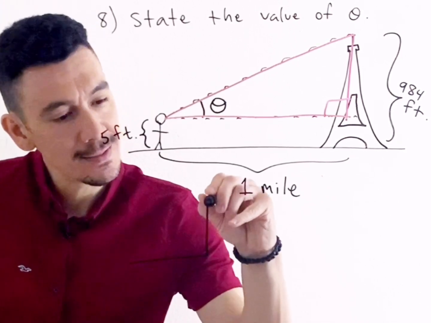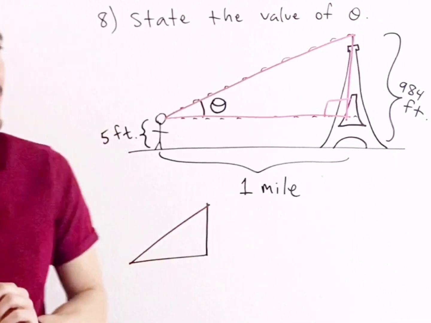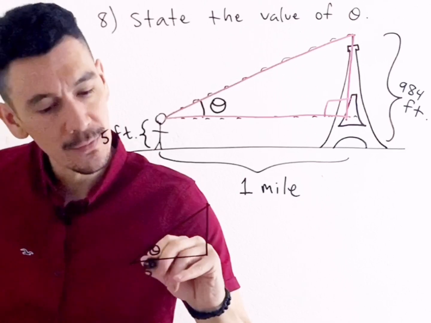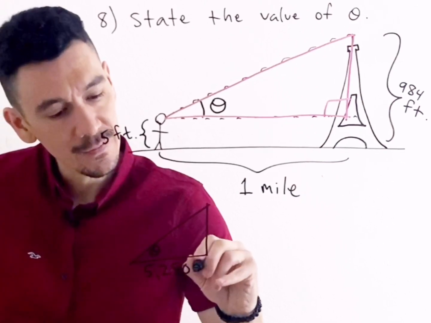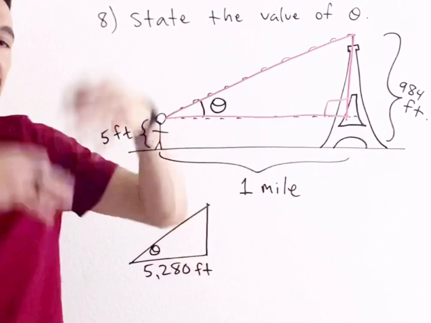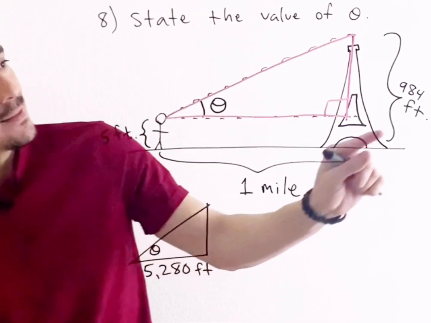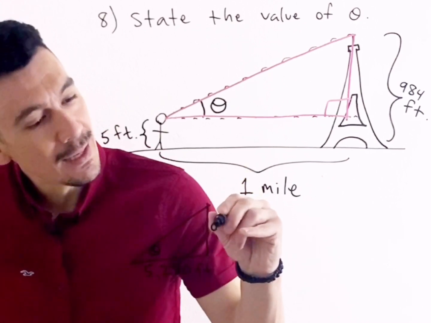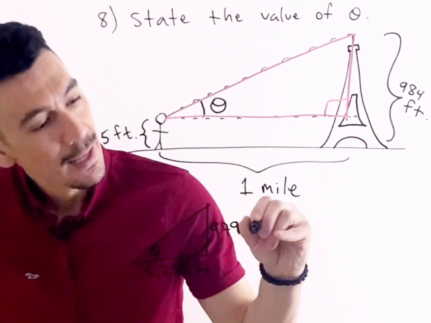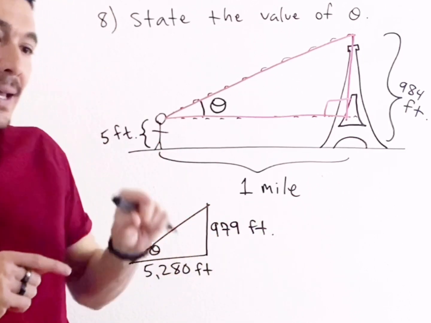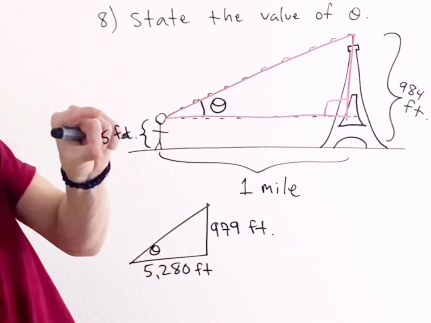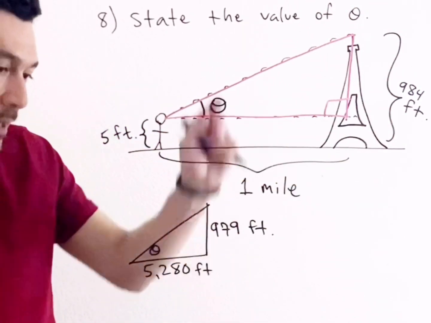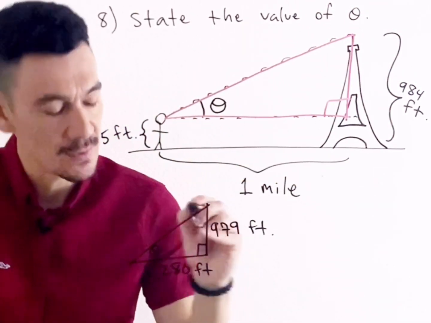It's not drawn to scale, right? This would be theta. And now 1 mile would be here, but I'm going to turn it into feet because everything else is in feet anyways. Now, I know that this says 984, but that's not what this is. This would be 979. How did I get that? Well, because you have to take away your 5-foot eye height from the height of the tower. That's how I got this here. Put a little 90-degree symbol there.